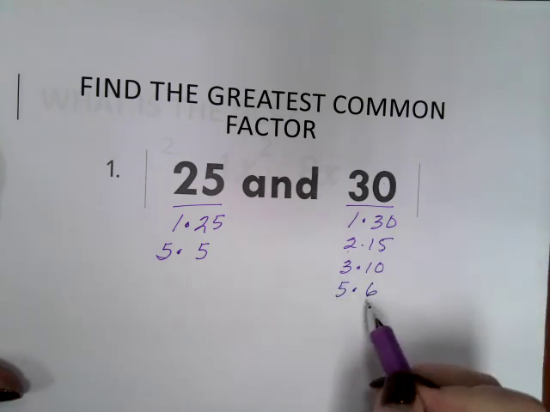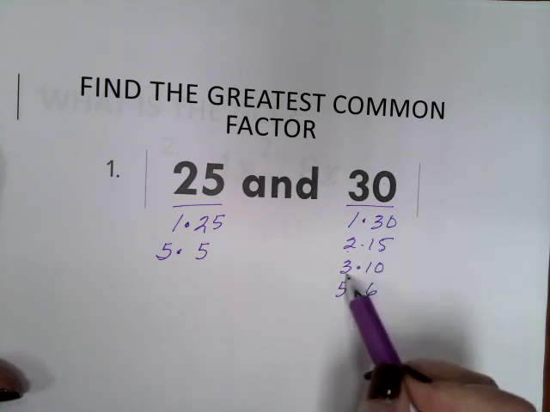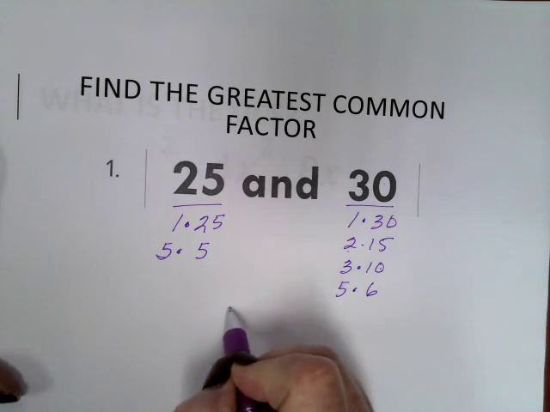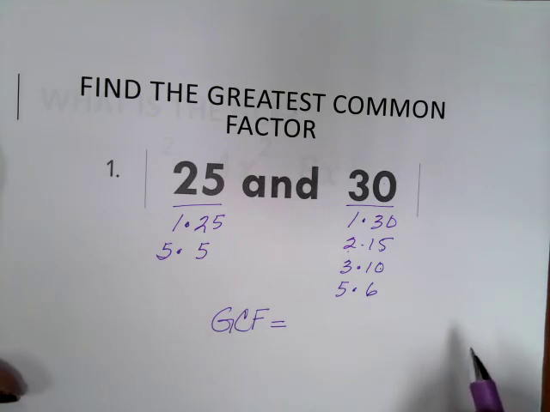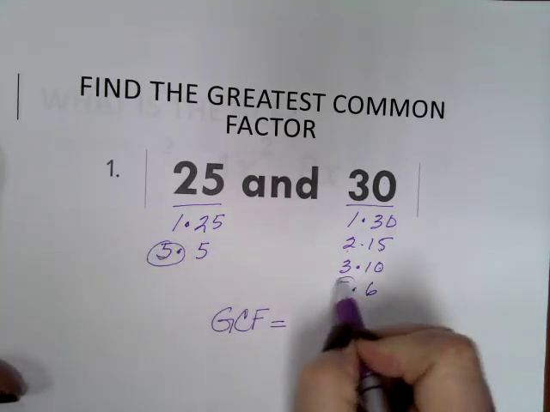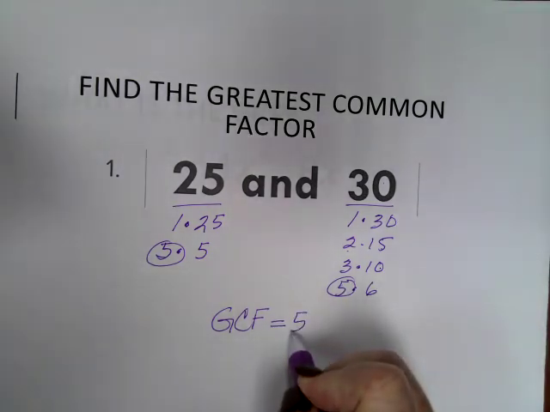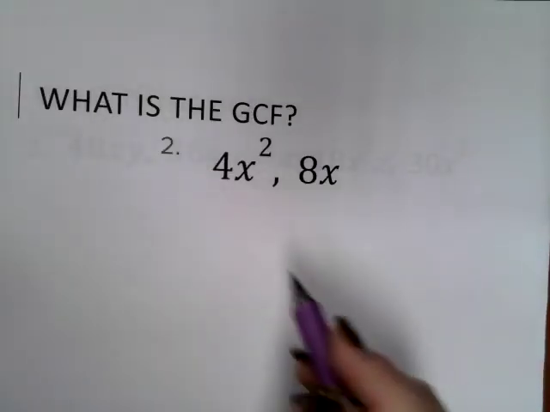30 divided by 6, we've already got it. 7, 8, 9, 10, we already have. 3 and 10, 11 and 12. So this is it. So we're looking for the GCF. Okay, what does the GCF equal? 5. That's what we have. So go ahead and label that. All right. Okay, what is the GCF?